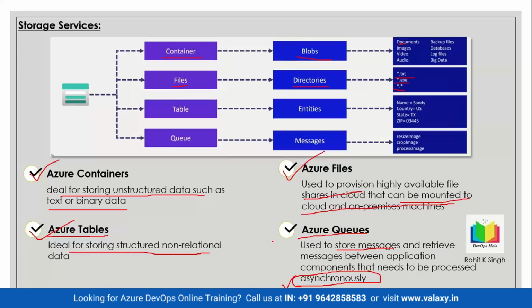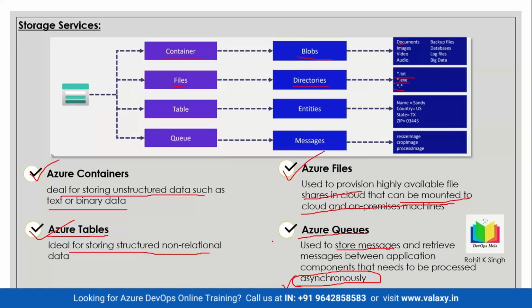Okay, so there are 4 types of services that Azure Storage provides. Containers, wherein you can store blobs. 95% of the time you'll be using containers in Azure Storage, storing blob data. Second is Azure Files, which is a replacement for the file share on your local data center. This is highly robust. You can easily create 100 GB of storage and integrate it with your servers, whether on-prem or on cloud.